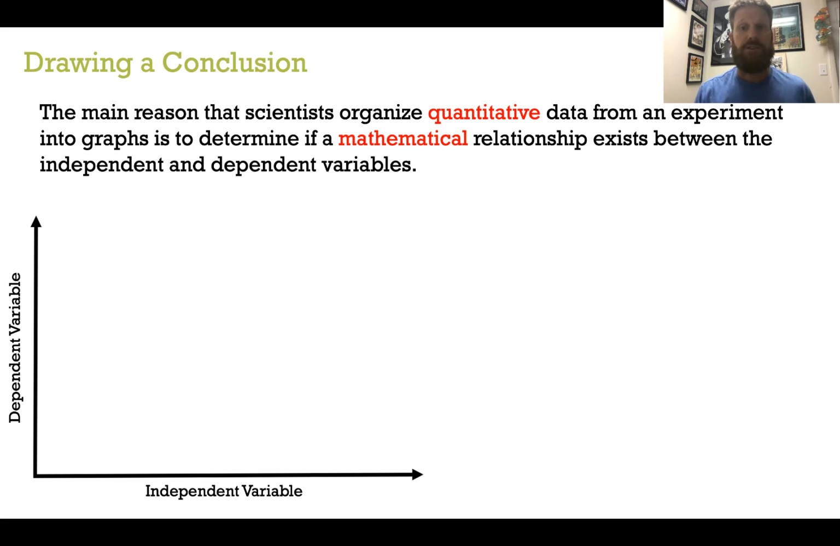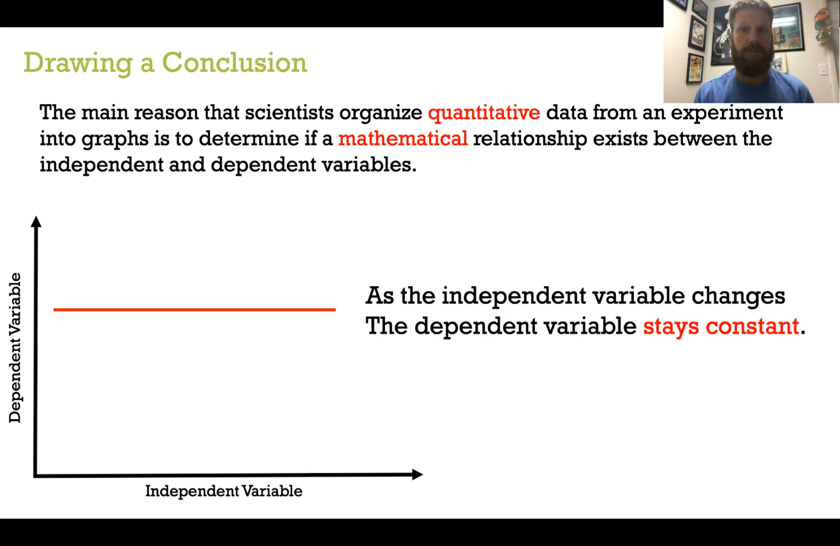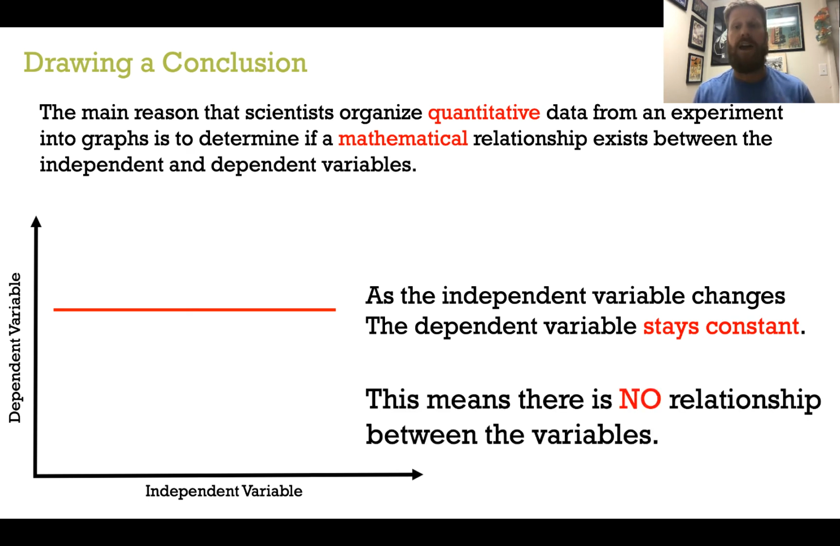The final relationship we will look at results from a horizontal line after plotting the data. The graph shows that as the independent variable is increased, the dependent variable doesn't change. So as one variable goes up, the other variable remains the same. The independent variable that is being tested has no effect on the variable being measured, the dependent variable. No relationship exists between these two variables.